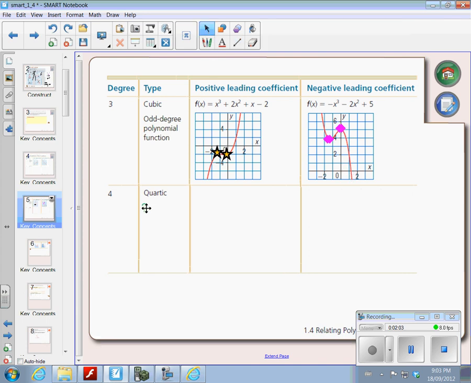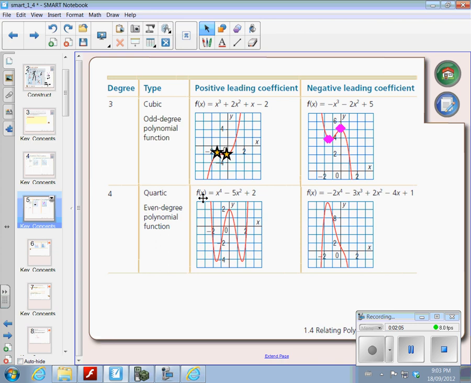Quartics, highest power is a power of 4. Looks like a tooth. If it's positive, it opens up. If it's negative, it opens down. Notice for this one, power of 4 has a minimum there, a valley, a hill, and another valley. And this one opens down. Okay, so that's an even degree polynomial.